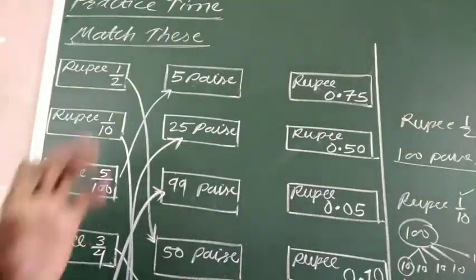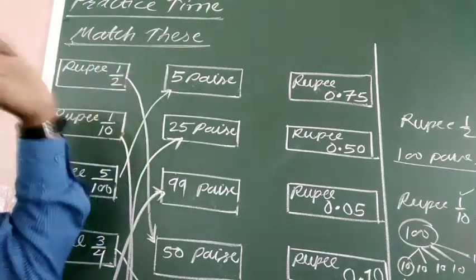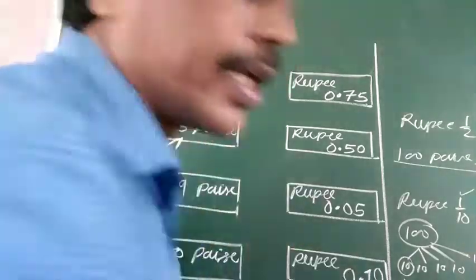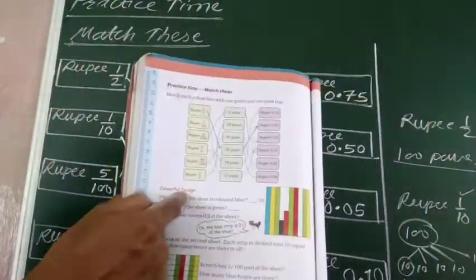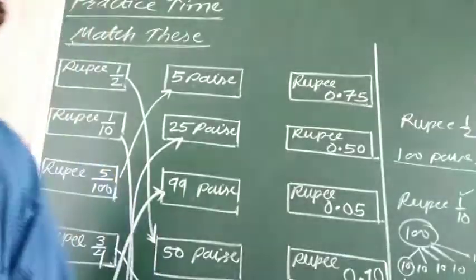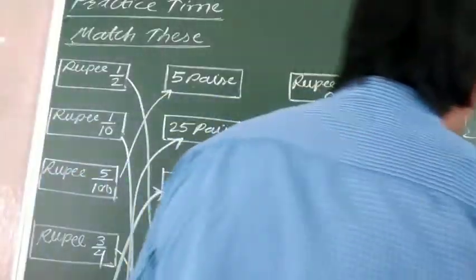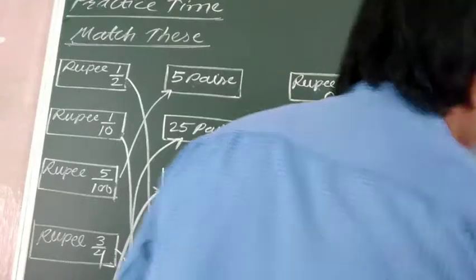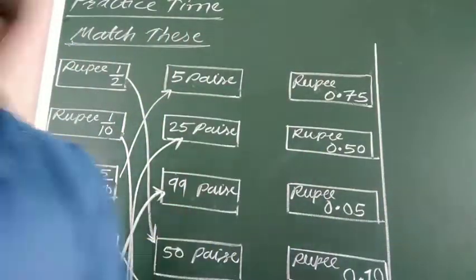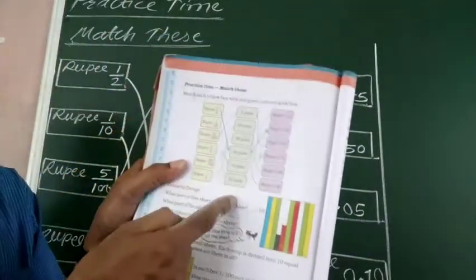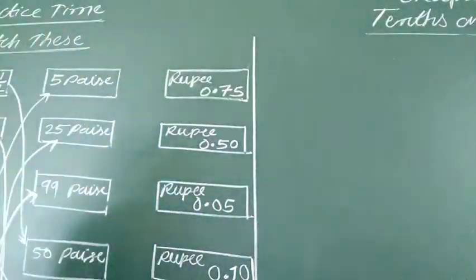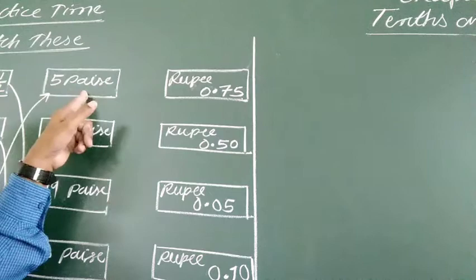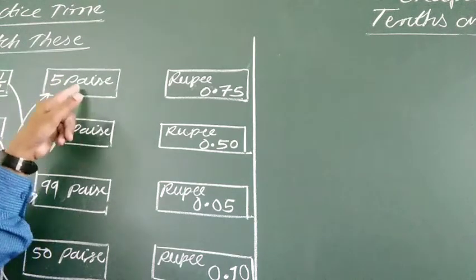Now this way here we make this yellow color box with this one, this one with the green color box from your textbook. Yellow color box with this green box. Now what do we have to do here? Now here we have to match this green color box with this pink color box. So let us see this now, children. See, it is 5 paise, and in this column paise is given there.